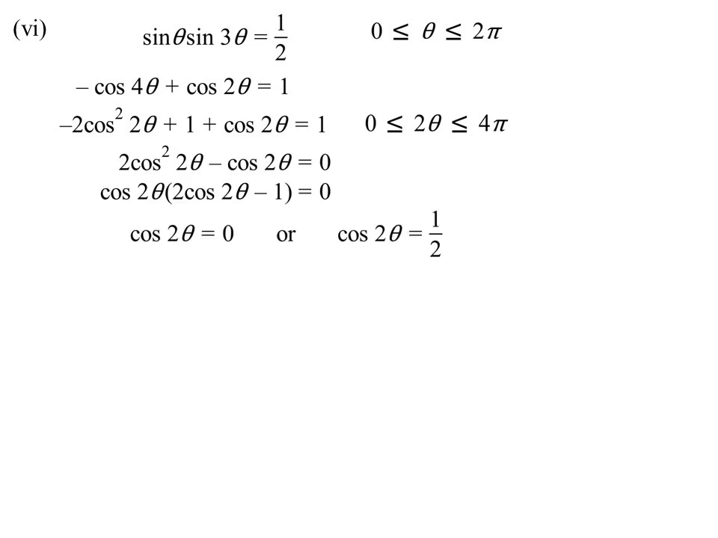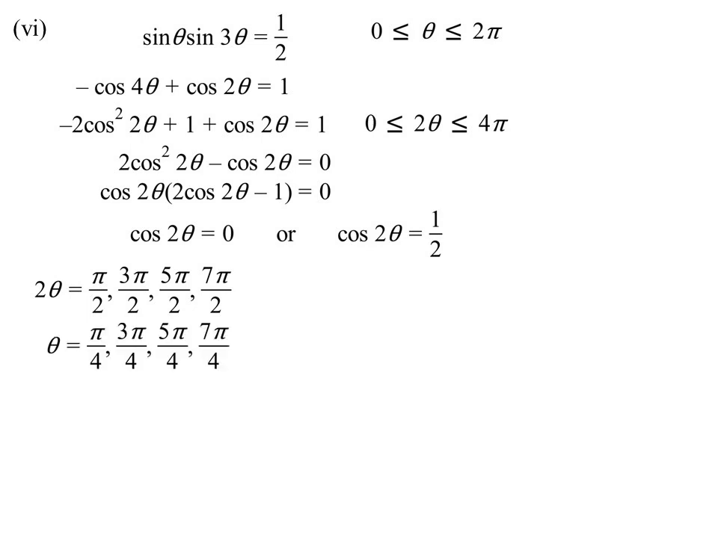Okay, either cos 2 theta is 0 or cos 2 theta is a half. That's a boundary value, so I'll get pi on 2, 3 pi on 2, 5 pi on 2, 7 pi on 2, divide by 2. Okay, we've got 4 answers for that bit. Cos 2 theta equals a half. I'm in quadrants 1 or 4.